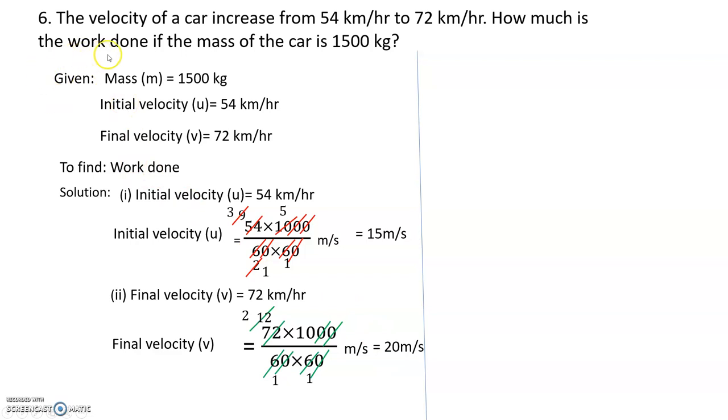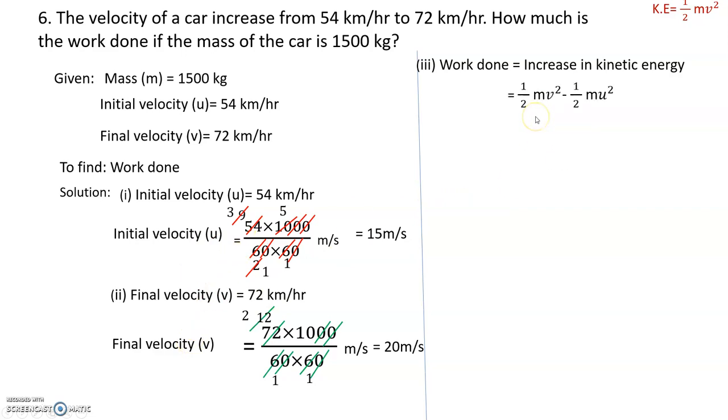Now let's do the work done. Work done will be the increase in kinetic energy. Now you know the formula. Kinetic energy is equal to half mv square. Now if it is half mv square, increase in kinetic energy will be half mv square minus half mu square, because we have final and initial. So final kinetic energy minus initial kinetic energy.